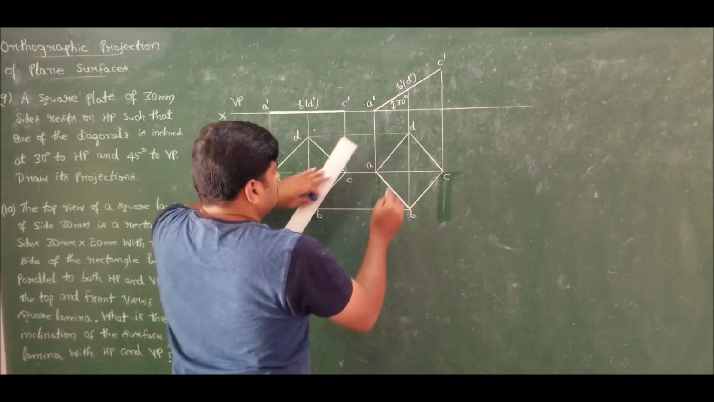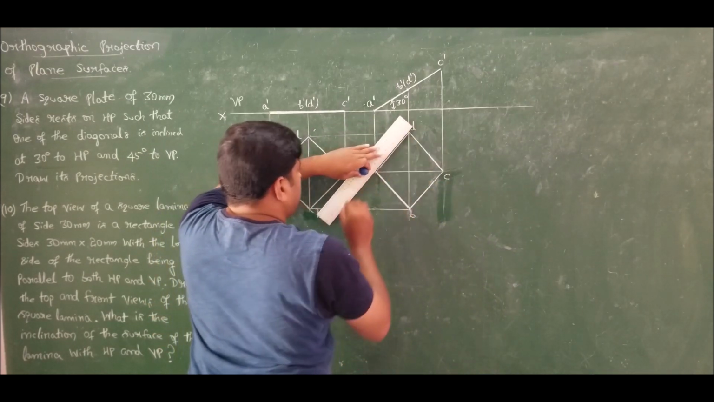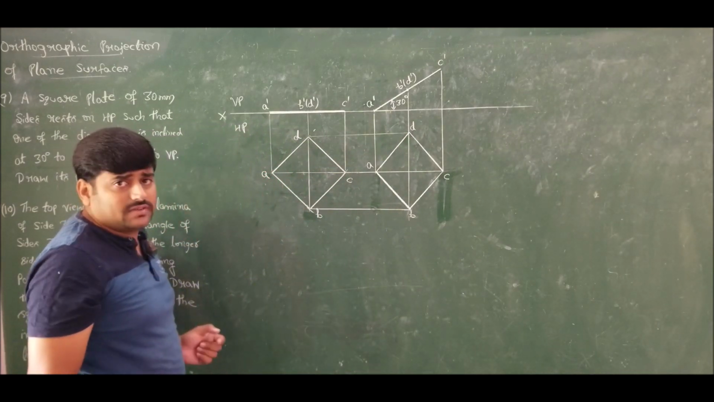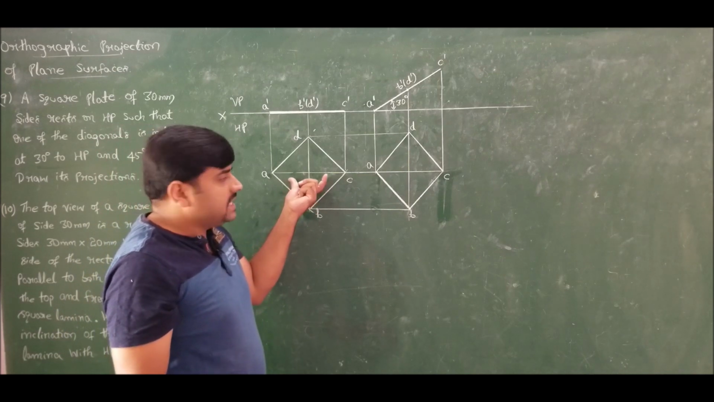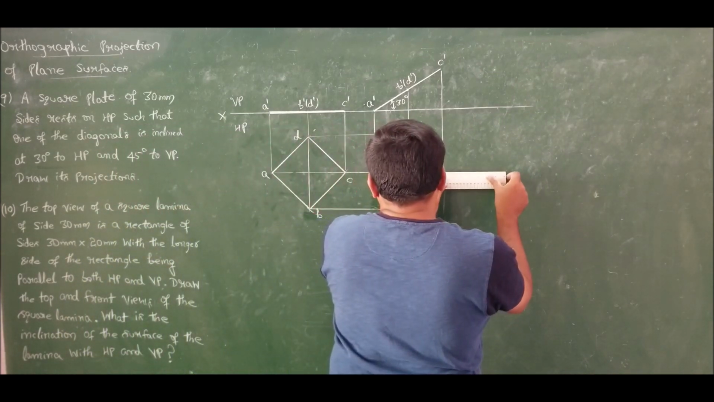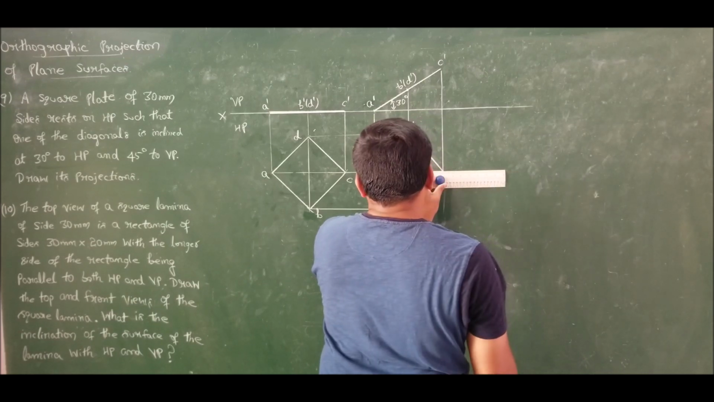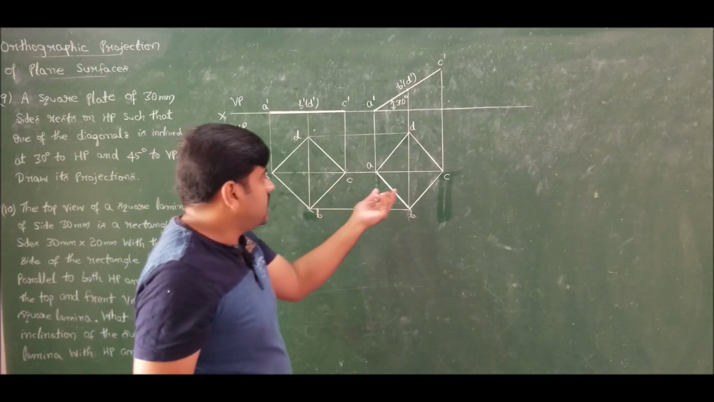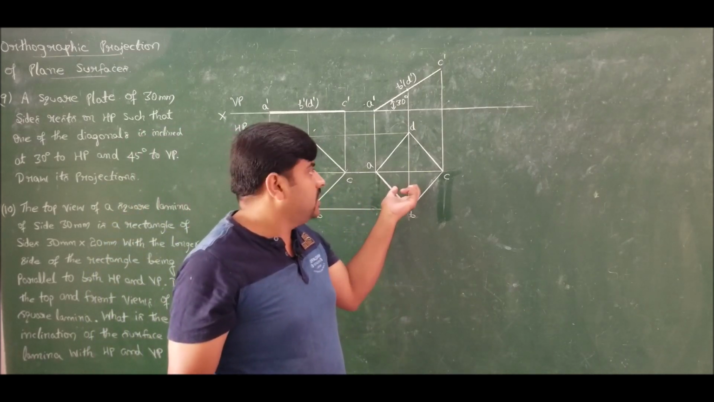Done. So I complete the drawing. A, B, C, D is the lamina. Now careful observation reveals that initially the diagonal length is 45 mm. Now if I measure the diagonal, it is reduced. It is measuring only 40 mm for me. Initial diagonal length is 45, whereas now the diagonal length is reduced to 40.